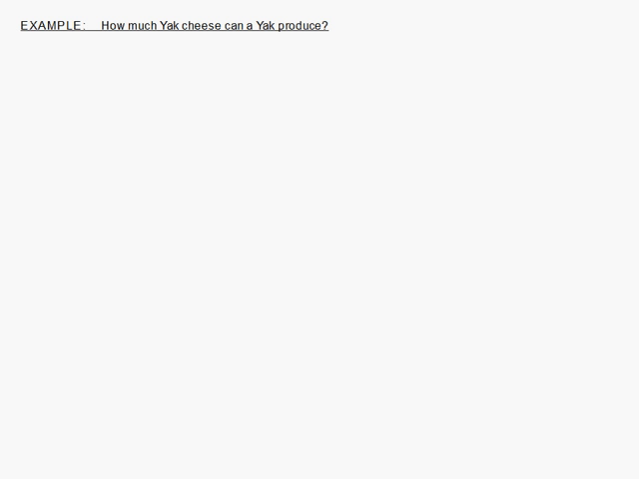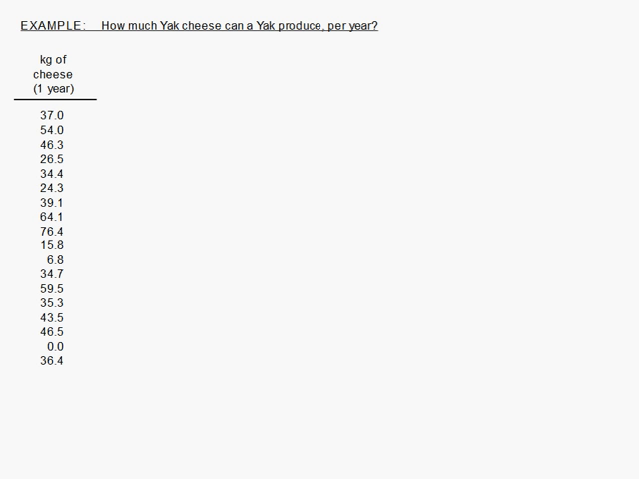And of course, if you want to answer a question like that, the first thing you have to do is collect some measurements. And to do that, you have to know a time frame for a question like this. So perhaps how much yak cheese can a yak produce per year. So we're going to find a bunch of yaks and keep track of how much cheese is produced from each yak. And we measured it in, of course, kilograms of cheese in 1 year. Now we can start trying to figure out the answer to this question.